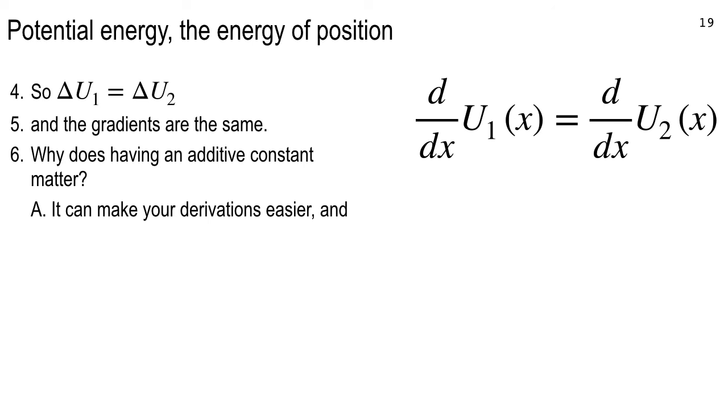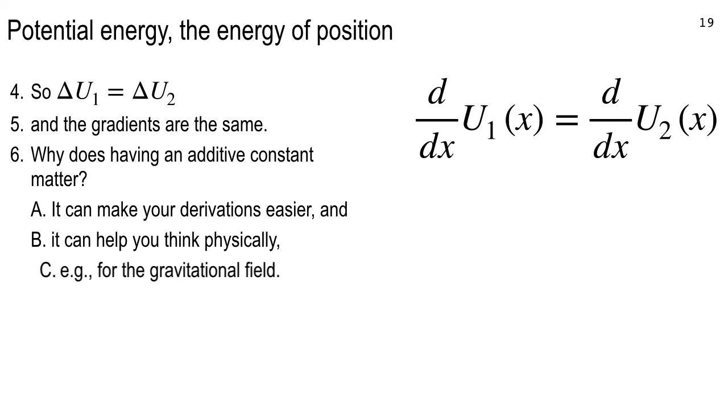Now let's get back to this additive constant business. Why does having an additive constant matter, or not having one? Well, for one thing, it can make your derivations easier, all right? And also it can help you to think physically about the situation that you're in. The example that we're going to work on now is the gravitational field.